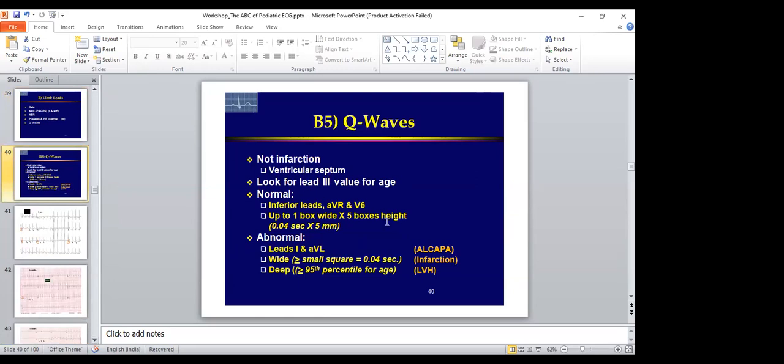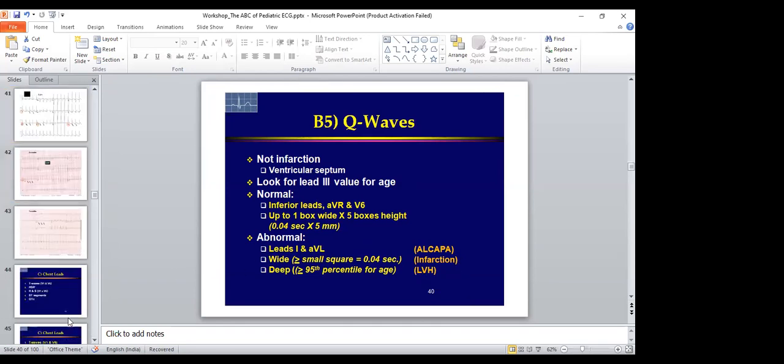Q waves, one important aspect we should always see in lead 3 to check about Q waves. It is normally seen in inferior leads. It is 1 box wide and 5 boxes in height. If it is abnormally seen in lead 1 or aVL, we are dealing with ALCAPA, that is anomalous origin of the left coronary artery from the pulmonary artery. Wide, that is more than 1 box wide, it is infarction. If it is deep, that is more than 5 boxes, then it is left ventricular hypertrophy.